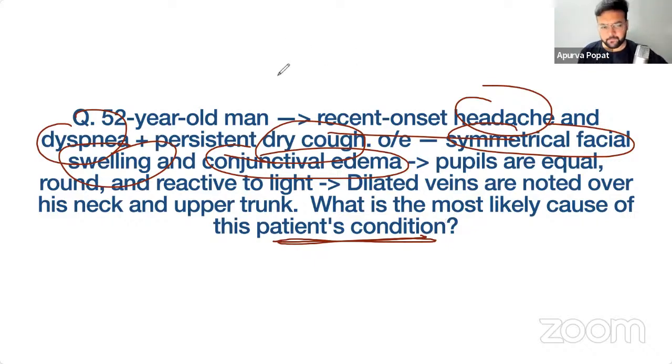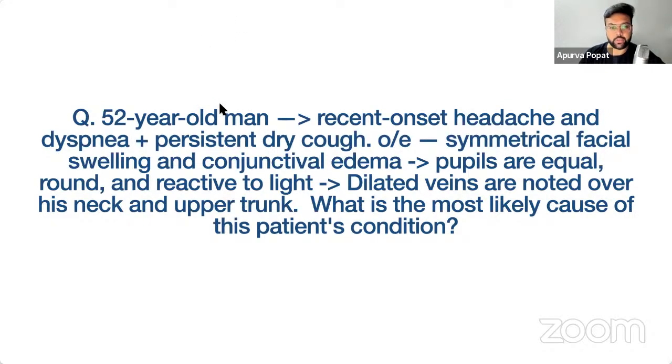Superior vena cava obstruction. My goodness, this is excellent. So you can block your superior vena cava. Because of that, you can have symmetrical facial swelling, puffiness, conjunctival edema, and this can be some lymphoma of your thorax. That lymphoma is obstructing your superior vena cava. As a result, you are having headache and all those things. So this is SVC syndrome.